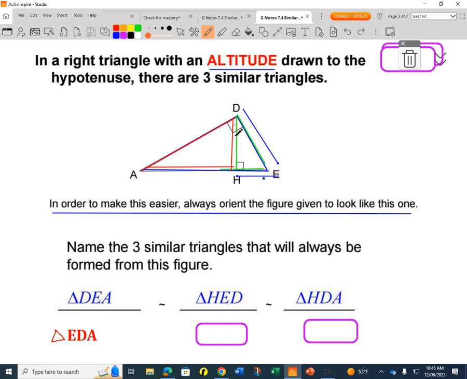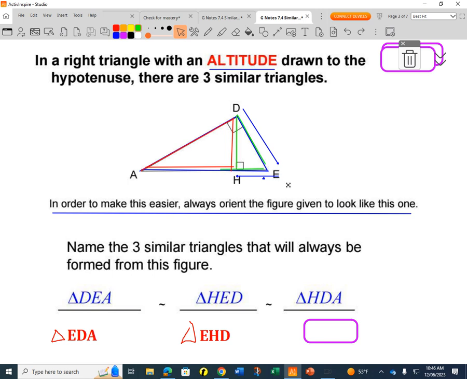So if we're going here, what is that going to be? What is the angle between the short leg and the hypotenuse on this triangle? It's going to be E, right? Short leg and the hypotenuse. Very good. So E, H. Oh, wait a second. Yes. We went EDA. And we're going to do EHD.